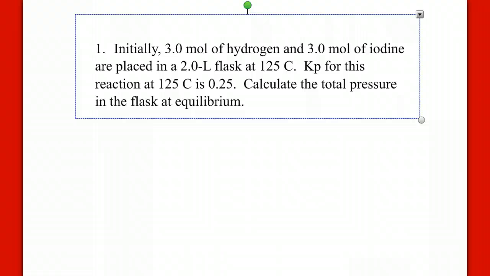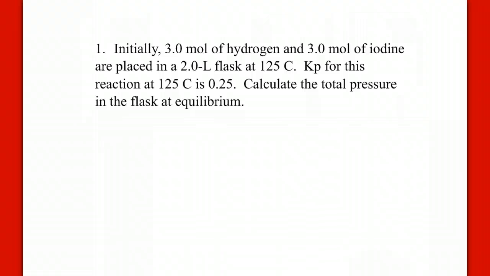Okay, next one. Initially, we have 3 moles of hydrogen, 3 moles of iodine in a 2 liter flask. Kp is 0.25, calculate the total pressure. Okay, so this is the Kp calculation.